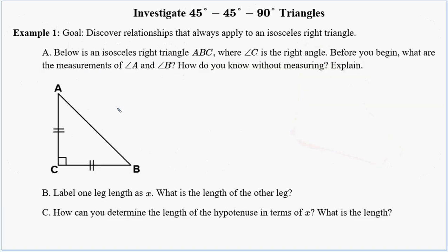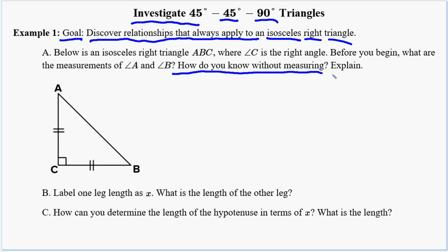Okay, so let's dig in here. The title says investigate 45, 45, 90 triangles. So our goal here, discover the relationship that always applies to an isosceles right triangle. Part A, below is an isosceles right triangle, ABC. Angle C is the right angle. Before we begin, what are the measurements of A and B, and how could we know that without measuring?